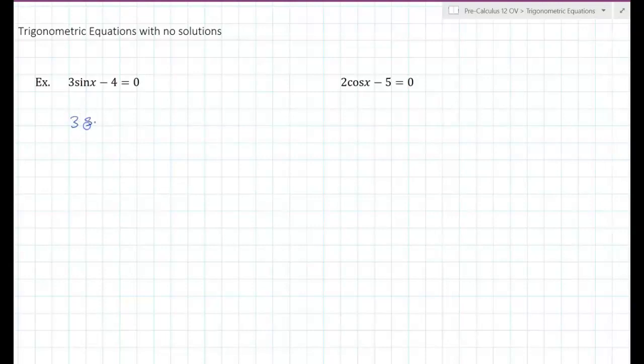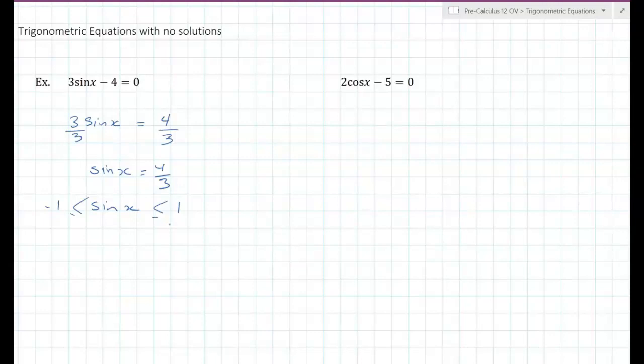So that would be 3 sine x equals 4. We are isolating sine x, so divide both sides by 3, and we get sine of x equals 4/3. Okay, and the very first thing that you notice is that sine of x has to be between -1 and +1. The original sine function can't be greater than 1 or less than -1. And if you remember the sine function graph, those are the minimum and maximum values.